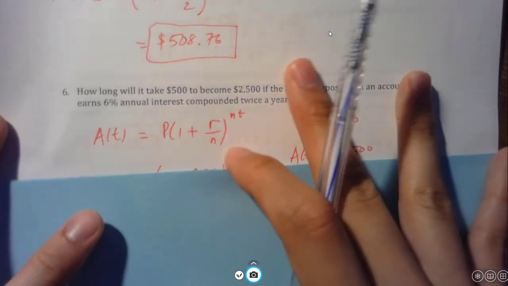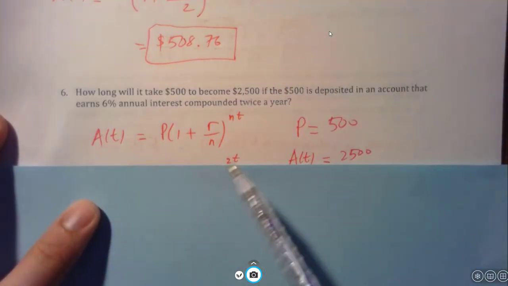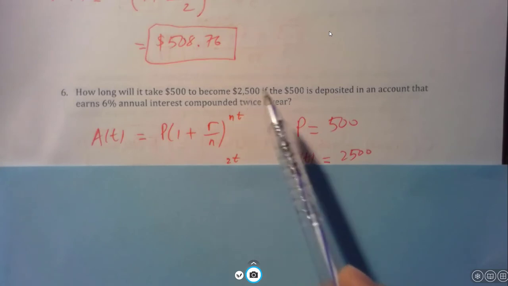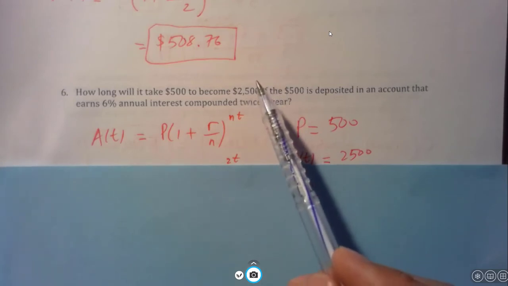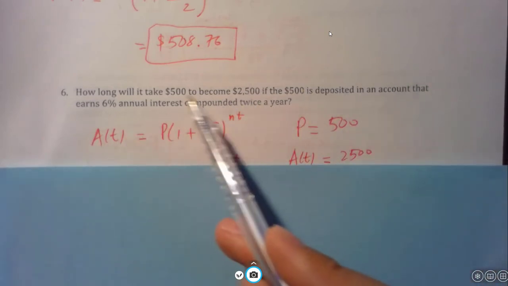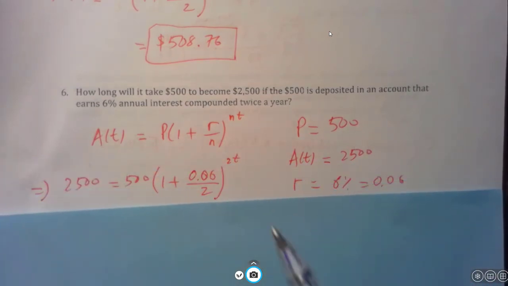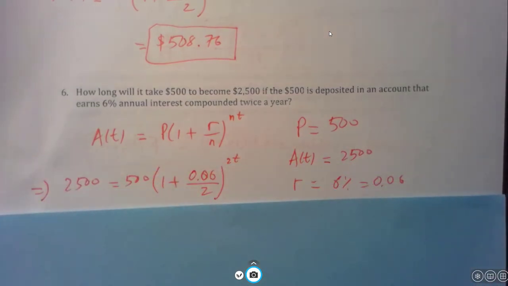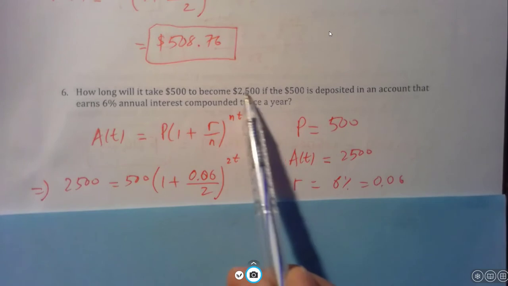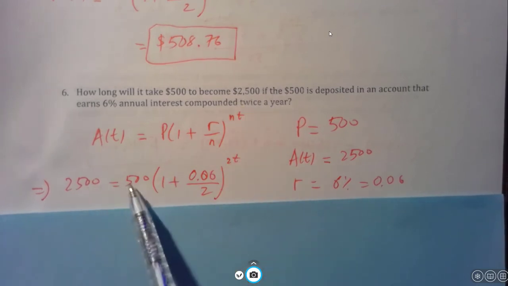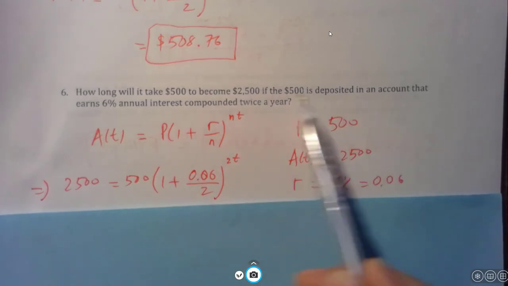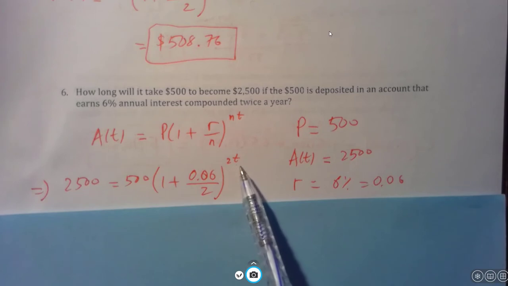Okay. The next question: how long will it take for 500 to become 2,500? If 500 is deposited in an account that earns 6% annual interest compounding twice a year, the same thing. This is what you deposit. But this question is asking a little bit different from the last one. We want that amount, A of t, which is 2,500 at the end. We don't know the timing. That's why they ask you for how long, right? So you are solving for t in this case.